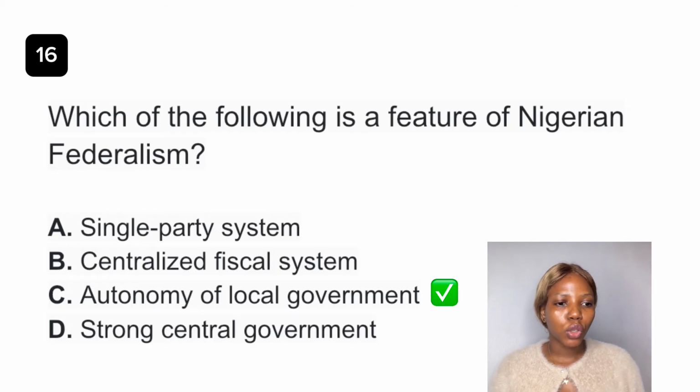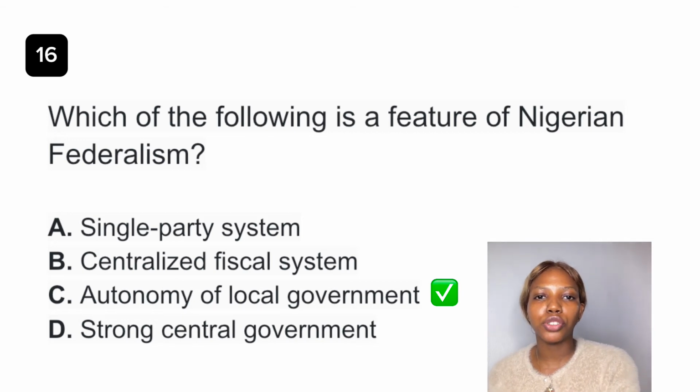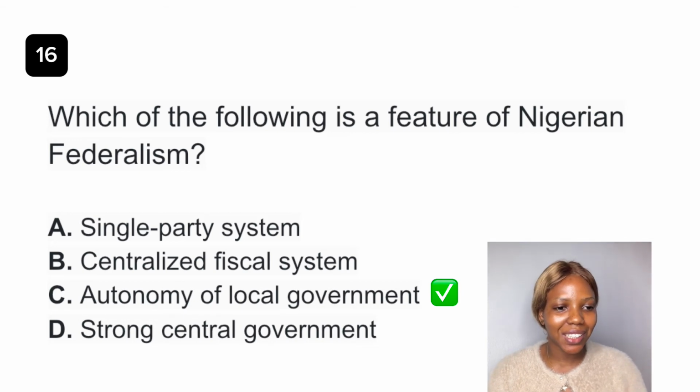When you take a look at option A, single party system, this is not a feature of Nigerian federalism. Nigerian federalism is characterized by a multi-party system. Option B, centralized fiscal system. This means that the central government has power over fiscal matters like taxation, allocation of funds, and spendings. So this is not the answer, because the local government and the state government also have such power or control. Option D, strong central government. Yes, the central government is strong, but there's also a constitutional division of this power among other component units. So the answer to this question is option C, autonomy of local government.